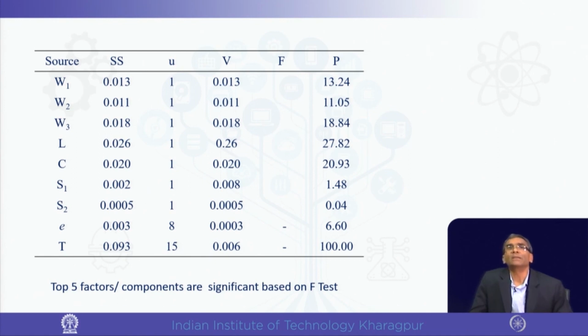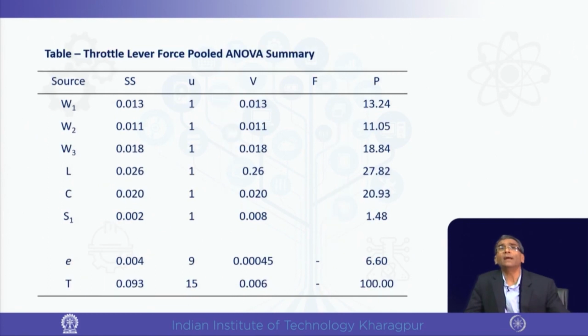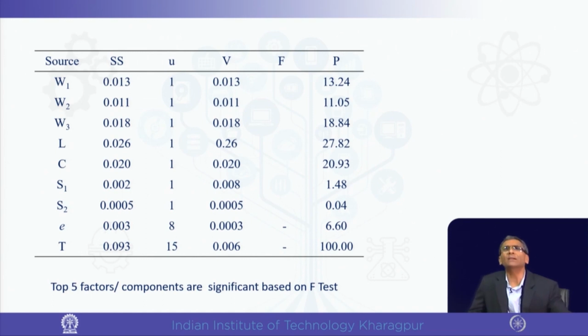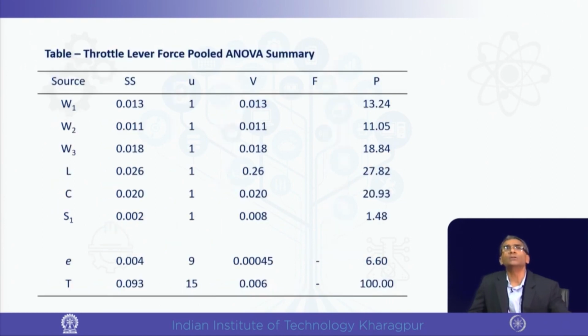Here the 5 factors or components are significant based on the F test. With exactly the same calculation, pooling again, you see that S2 is minimal. So, S2 is merged with the error. 1 plus 8 becomes 9, S2 goes. So, the rest all remains: washer 1, washer 2, washer 3, lever, casing and spring 1. So, this is what it is.